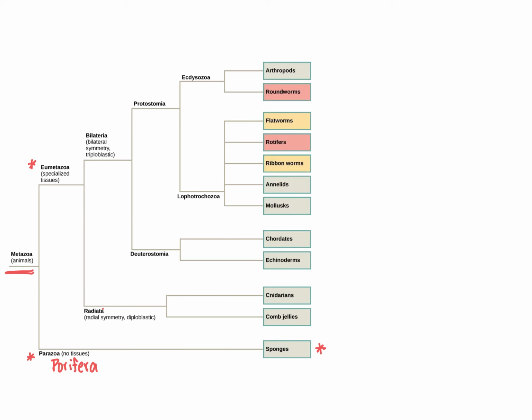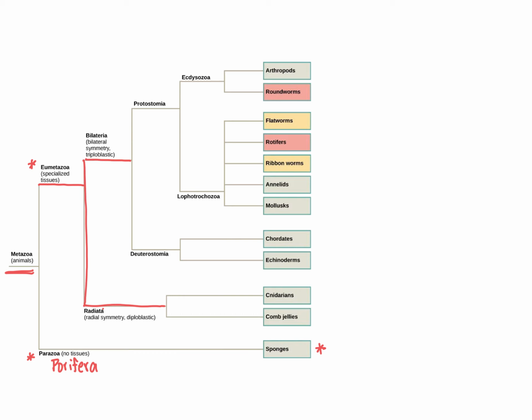Now, if we follow this line up by the specialized tissues, we then have another branch. And this branch is based on symmetry. An animal might have bilateral symmetry, or it may have radial symmetry. We're going to talk about what each of these terms means later on in this lesson. So if you don't understand what bilateral and radial symmetry mean, don't worry, we're going to get to it.